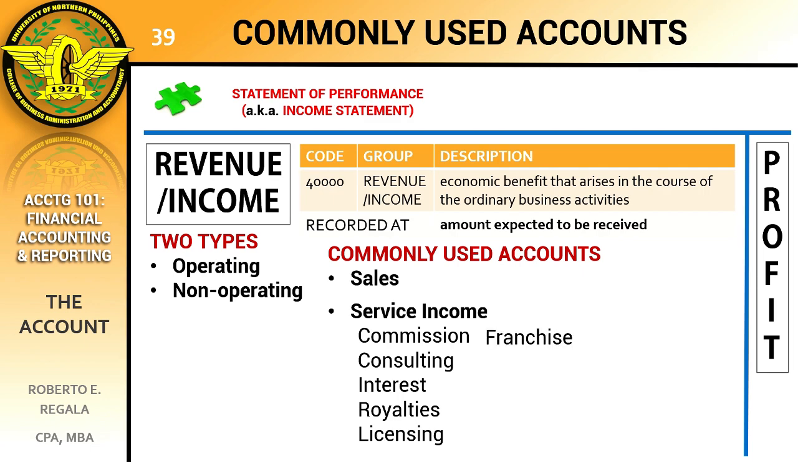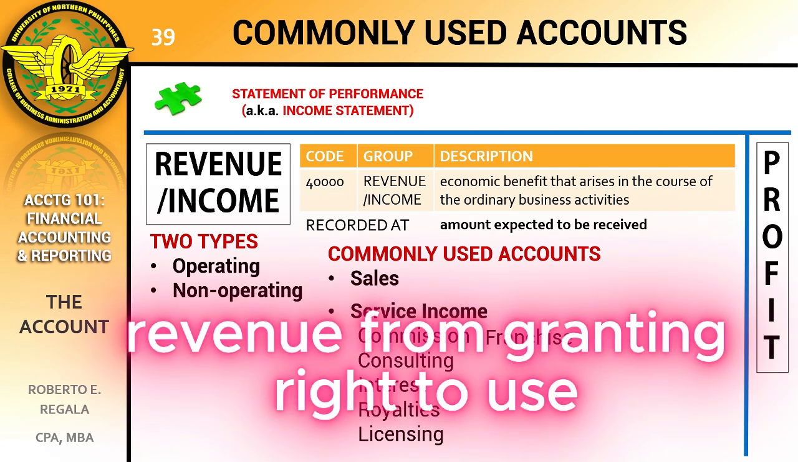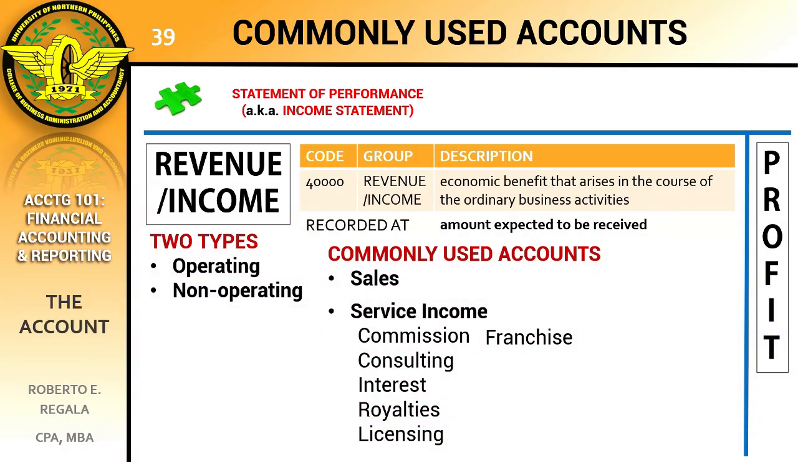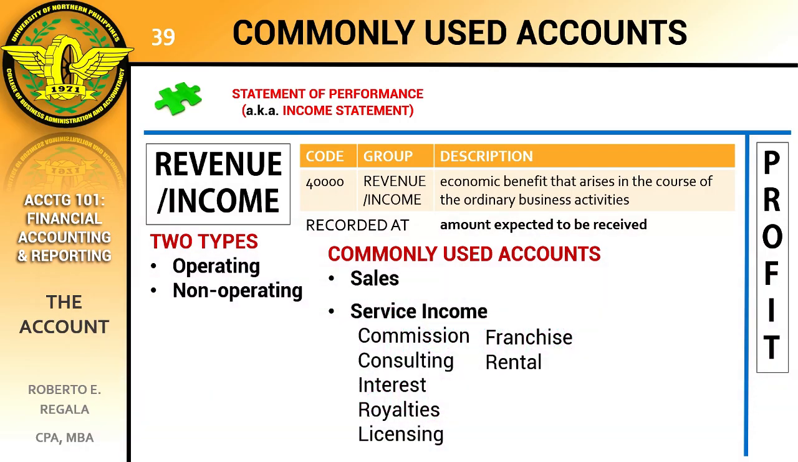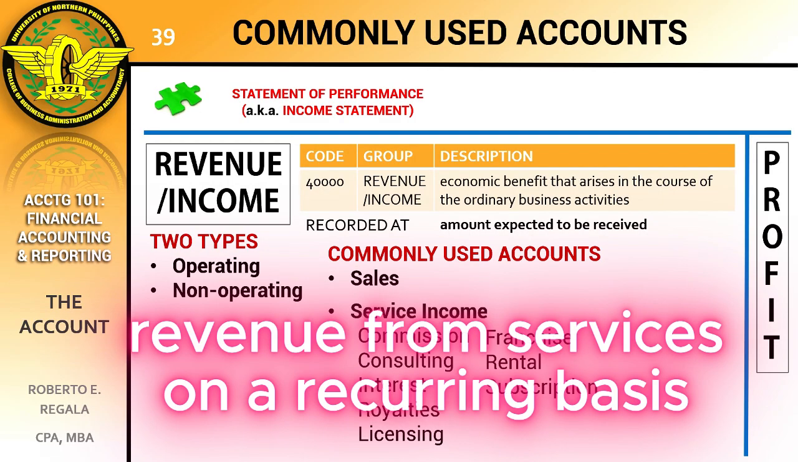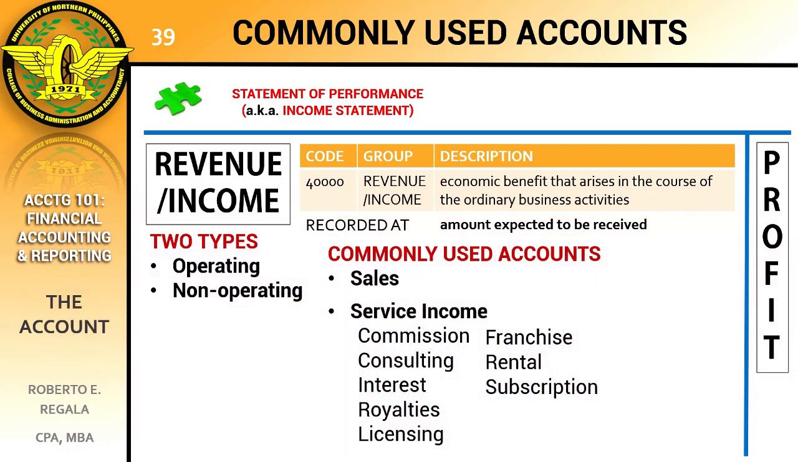Franchise fees. This is revenue earned by franchisors from granting the right to use their brand, business model, or products to franchisees. Rental income. This is a general term used by service entities that earn revenue by leasing or renting out property, real estate, or equipment to another party. Subscription fees. This is revenue from ongoing services provided on a recurring basis, such as magazine subscriptions, software as a service (SaaS), or membership programs.